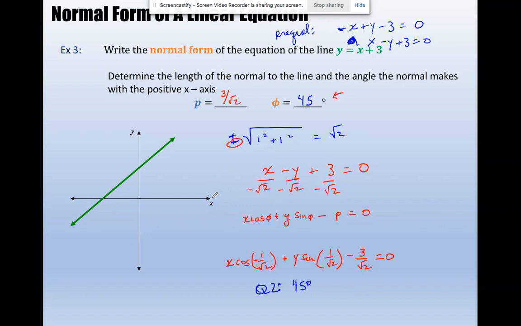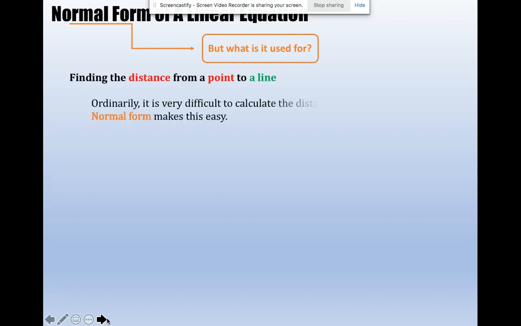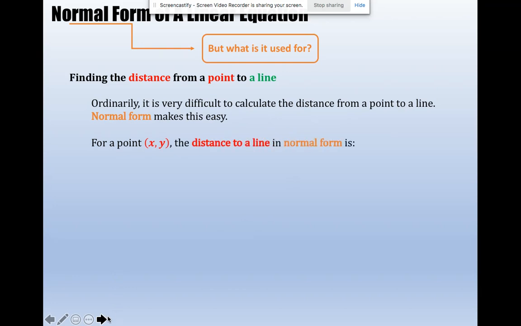Now, why do I want to use this? So this was just practice. But what is it used for? It can be challenging. I can do it, but it can be challenging. With the normal form, the distance to a line, as long as the line is in normal form, is just the absolute value of the equation, where here is your given point.